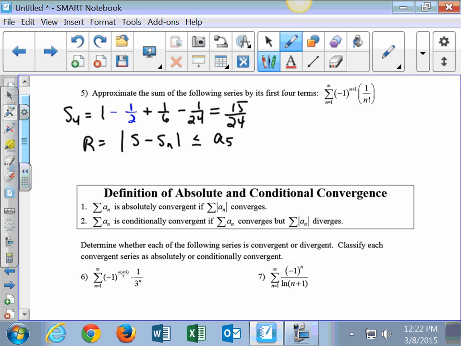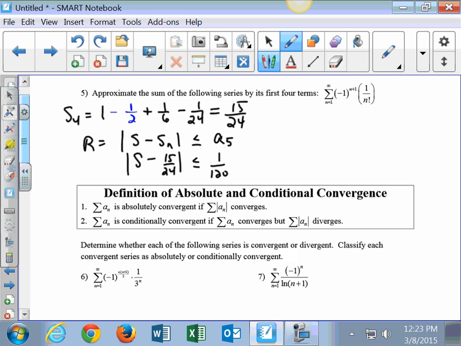So if I look here, my sum of the series, which I'm not going to write all that down, minus my 15 over 24, has to be less than or equal to, so if I plug in 5 there, we all remember that 5 factorial is 120, and that would be a positive term, so that would have to be less than 1 over 120. Okay, so that's kind of like my error.